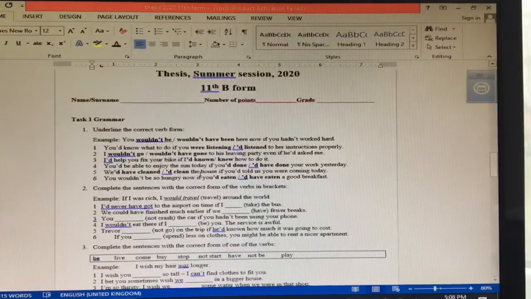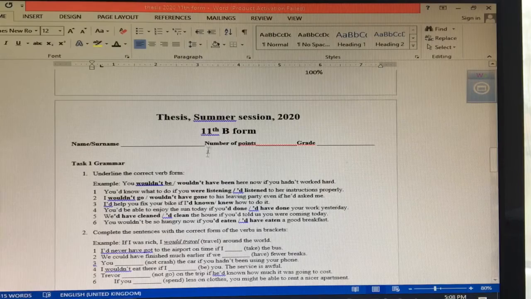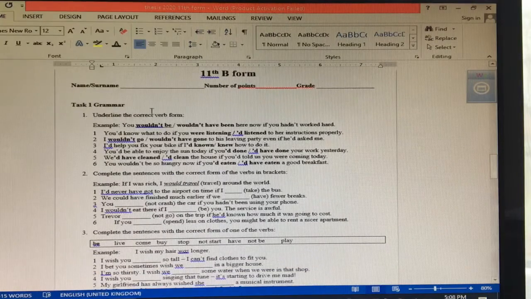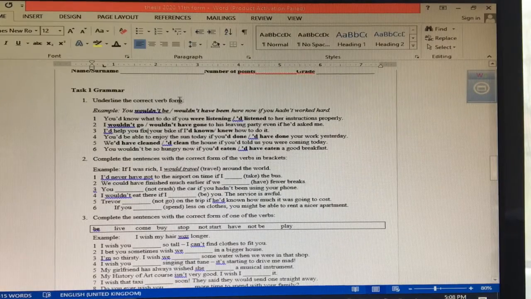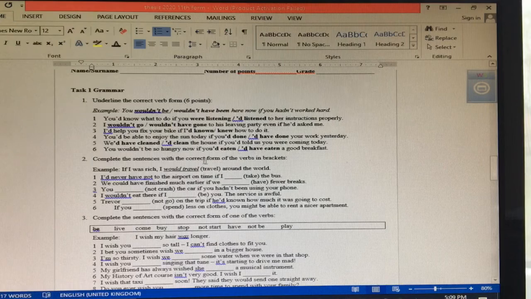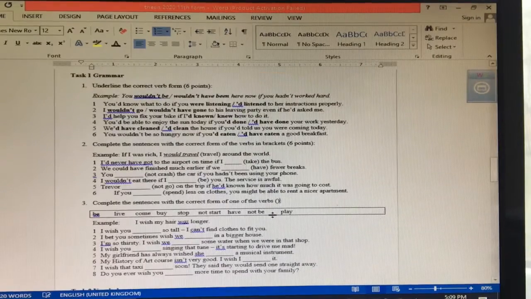So this is how the test would look like. You have the test, the summer session, and task 1, underline the correct verb form. You have here also an example. We can have it in italics so that it is different, and in the brackets you write how many points they get for each correct choice. Now complete the sentence with the correct form of the verb in brackets again. You have here 6 sentences and 6 points. Here for integration we have 8 points.